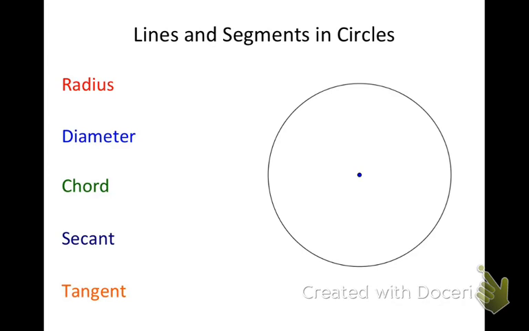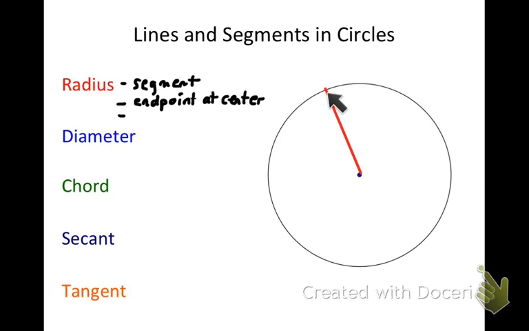Now, each of these things are going to be lines or segments that touch a circle or cut through a circle or stay within a circle in some way, shape, or form. And of course, a radius, you know, is a line segment that connects the center of a circle with the outside edge of a circle. So that would be a radius there. All you really need to know about a radius is that it is a segment, has one endpoint at the center of the circle, and its other endpoint is a point on the circle.